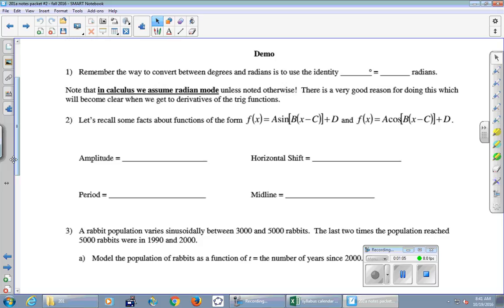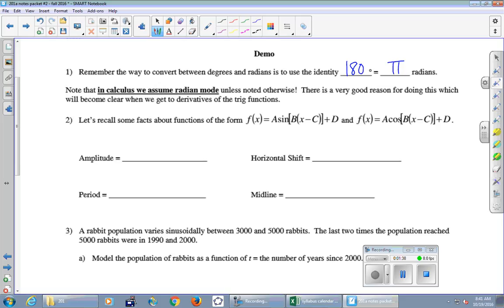Number 1, remember the way to convert between degrees and radians is to use a particular identity. I'll fill this guy in, 180 degrees. How many radians is that? That is pi radians. And so if you want to go back and forth between degrees and radians, you're either going to multiply by 180 over pi or pi over 180. Both of those fractions are equal to what magic number? 1, right?